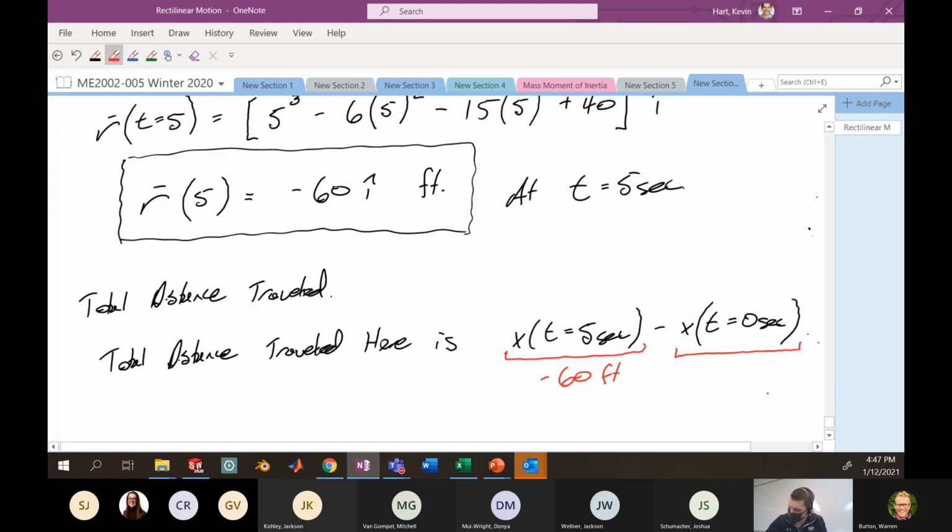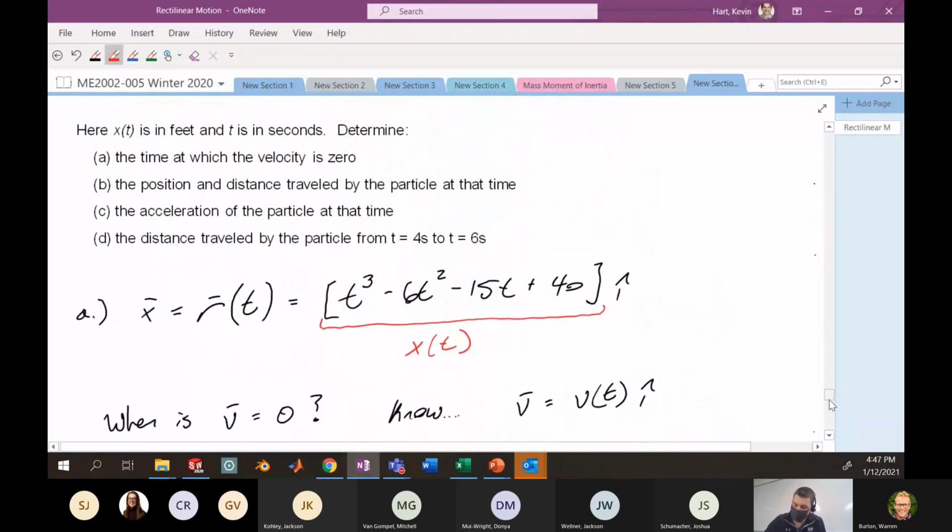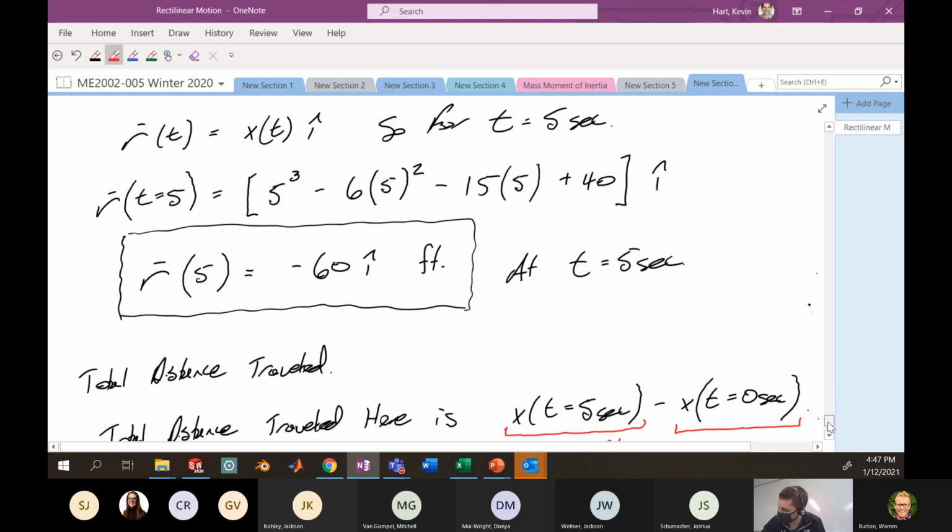Here, I want to calculate what my position is at time equals 0 seconds. Typically, when you have a position equation that looks like this, you're going to start with an initial position of 0. It's just kind of by convention. But here we see that if I plug in t equals 0, I'm starting at a location of 40 feet. So a little bit of care is required here.